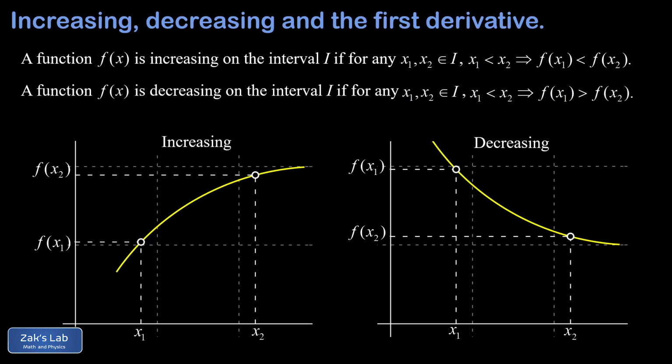So what does this have to do with the derivative? Well, if we place a tangent line on the graph of this increasing function, that's always going to have a positive slope. In other words, saying a function is increasing is equivalent to saying that the first derivative is positive. And of course, we can do a similar thing to the decreasing function. Anywhere we place a tangent line on that decreasing function, that tangent line is going to have a negative slope, meaning the first derivative is negative.